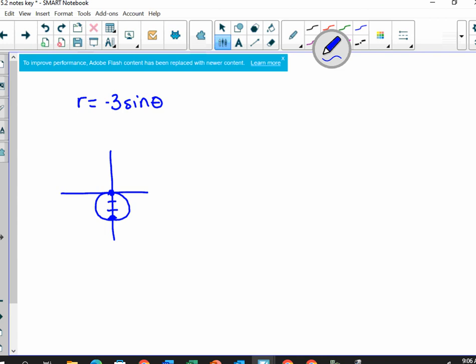Why is it vertical? Because it's sine. Sine is y. Cosine, positive, 1, 2, 3. Easy once you see it. You should always start at the 0. You're always at the pole, and then it's up or down, left or right.